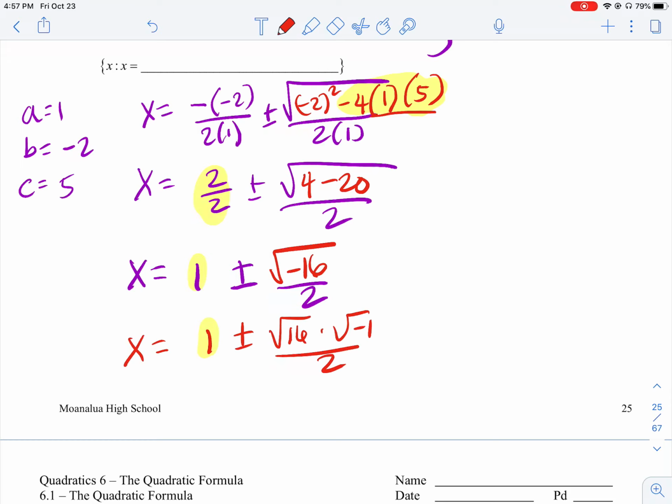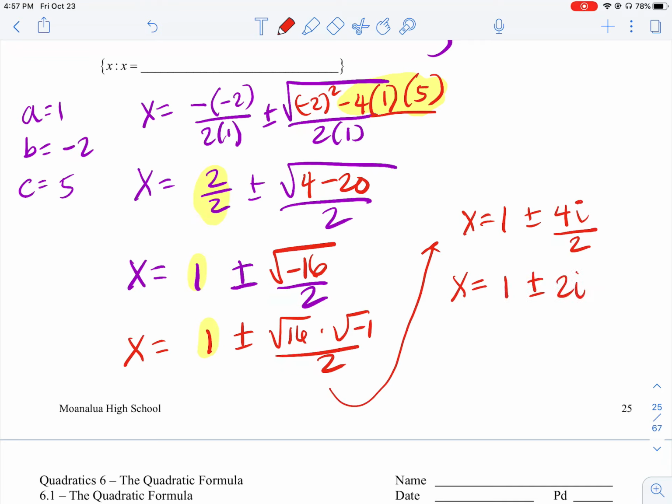And so I will have the square root of 16. x is equal to 1. The square root of 16 is 4, and because of the negative 1, it's becoming 4i divided by 2. So this is 1 plus and minus 4 divided by 2 is 2i. And I could no longer combine these two because this one isn't an imaginary unit, but this one is a real number. So I can leave it as 1 plus and minus 2i.